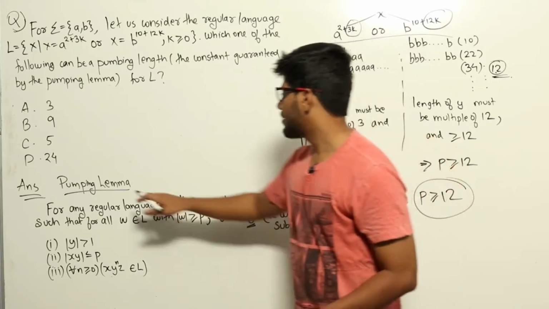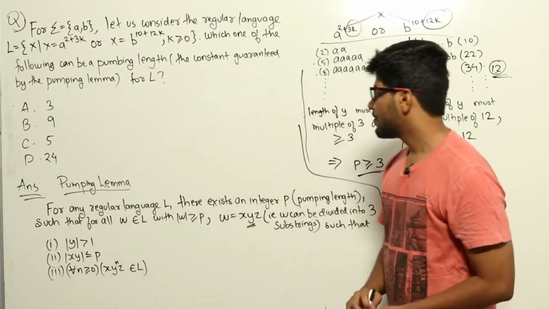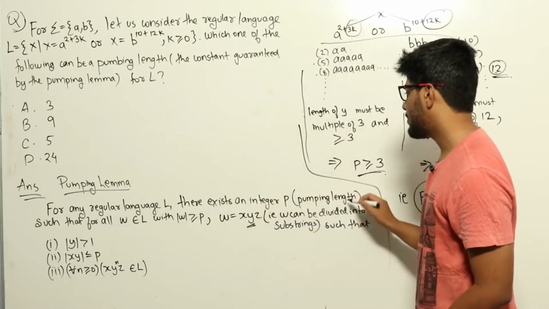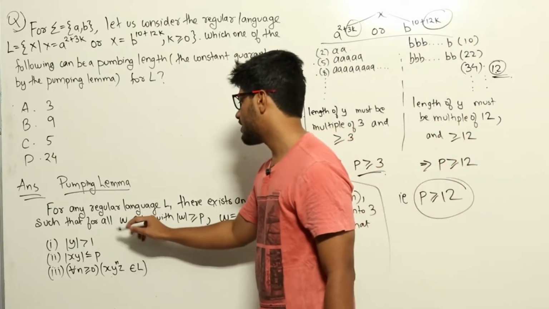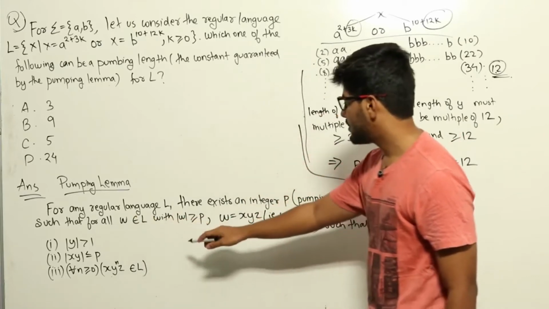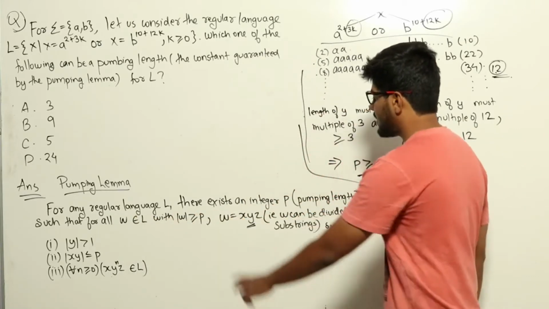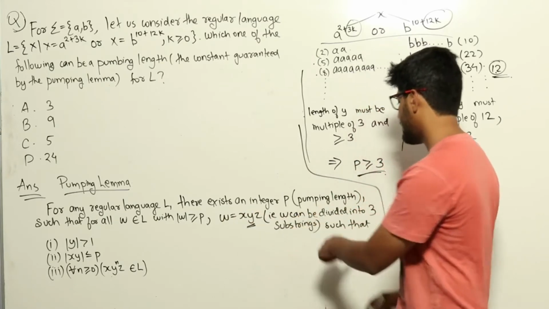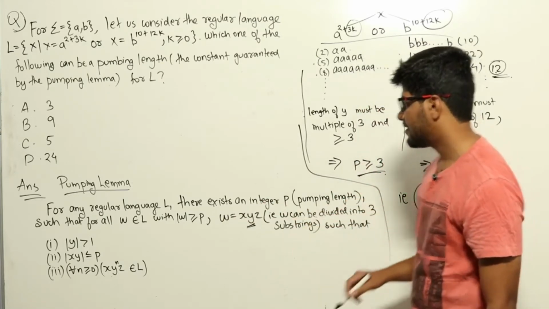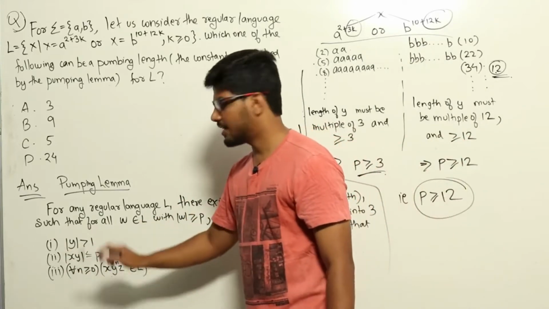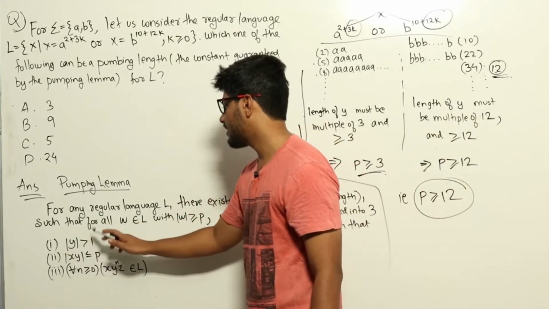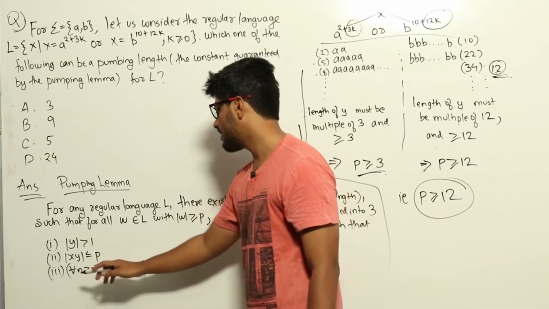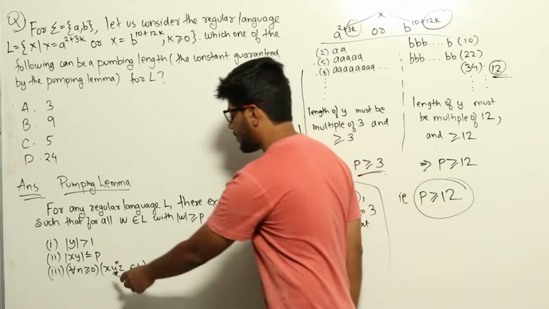Now the pumping lemma for regular languages I have rewritten here. For any regular language L, there exists an integer p, which is the pumping length, such that for all strings w belonging to L with length of w greater than or equal to p, w can be divided as 3 strings x, y, z, that is 3 substrings, such that it satisfies these 3 conditions. One is that length of y should be greater than or equal to 1, 2, length of xy should be less than or equal to p, and 3, for all n greater than or equal to 0, x y power n z belongs to L.